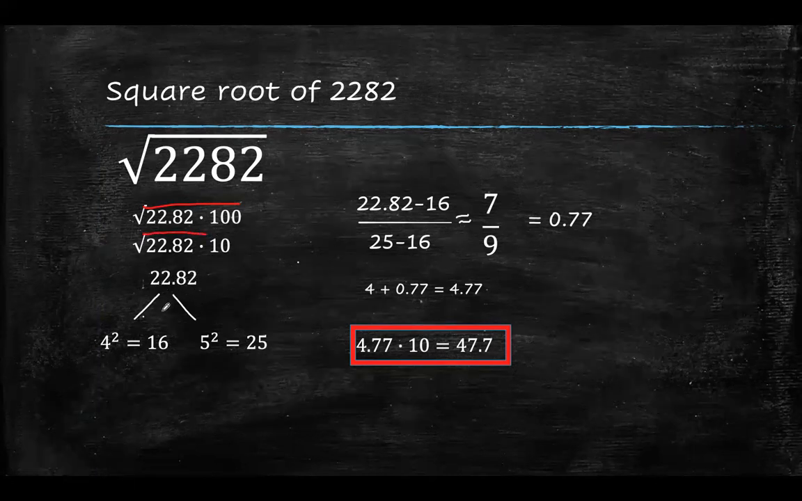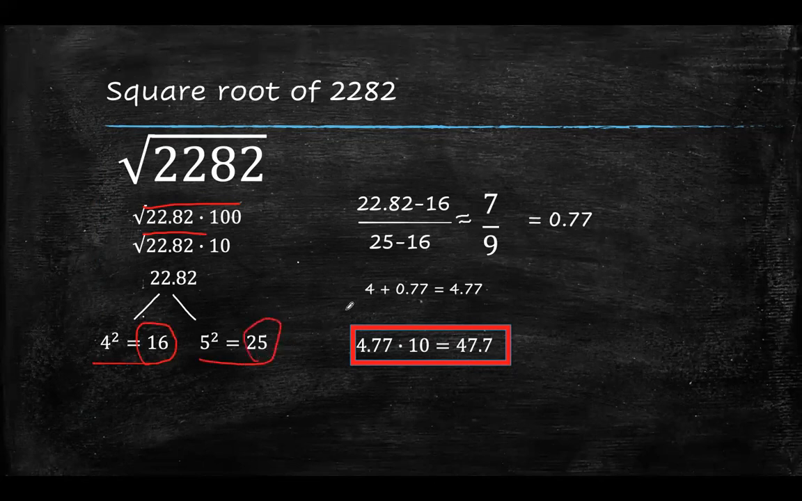The square root of 22.82 would be between 4 squared, which is 16, and 5 squared, which is 25. So next we have to divide. On top of the fraction bar goes the number you're trying to find the square root of minus your least value. On the bottom goes the two values that you have. So if you divide this out, it equals 7 over 9, or 0.77. 4 plus 0.77 is equal to 4.77, and 4.77 times 10 is equal to 47.7.